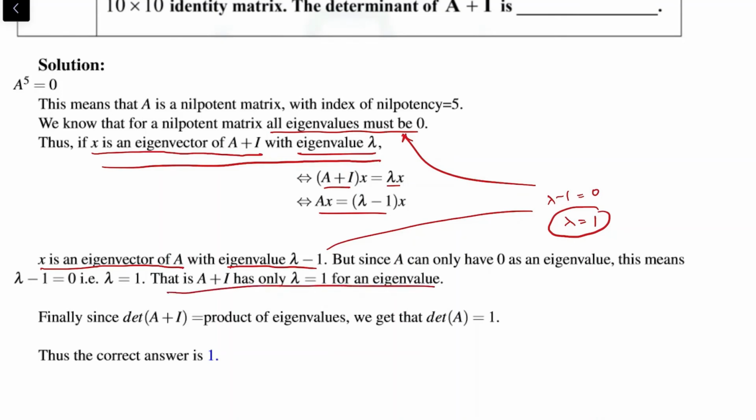So finally, since the determinant of A plus I is the product of its eigenvalues, we get that the determinant will be 1 into 1 into 1 and so on, for however many eigenvalues there are, counted with algebraic multiplicity, which is equal to 1. Thus the correct answer is 1.